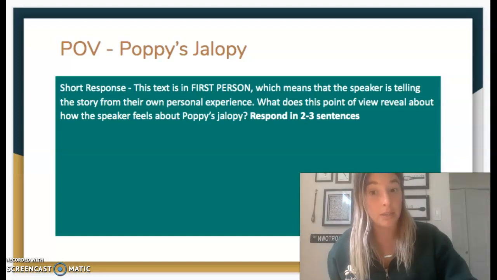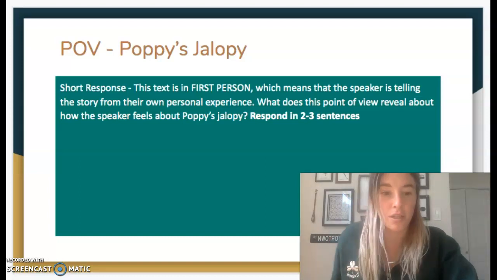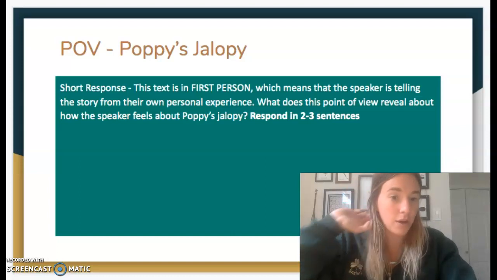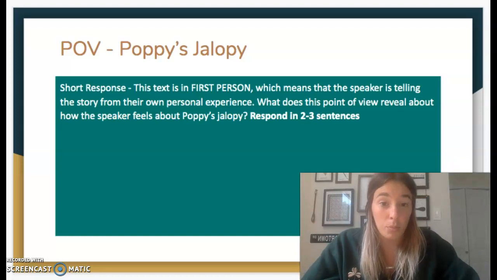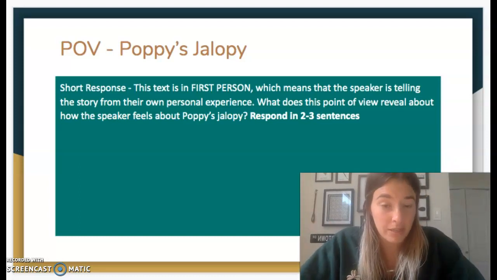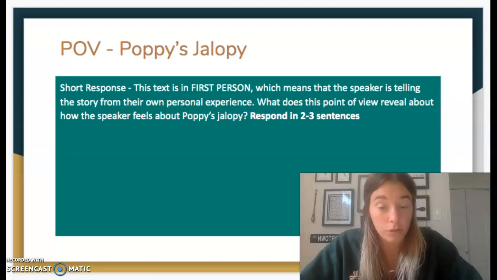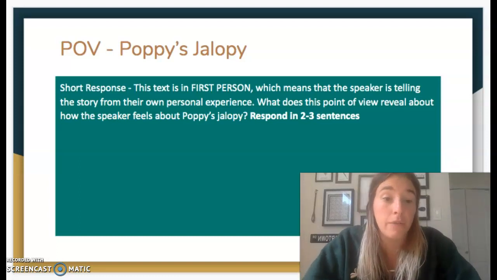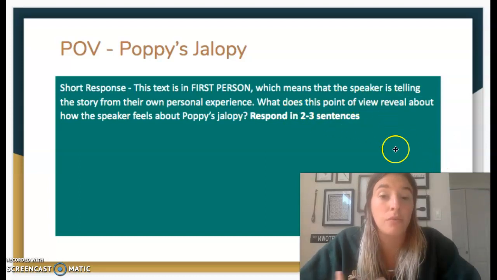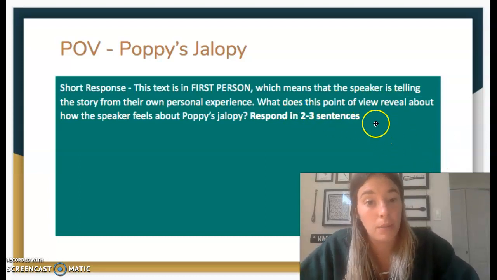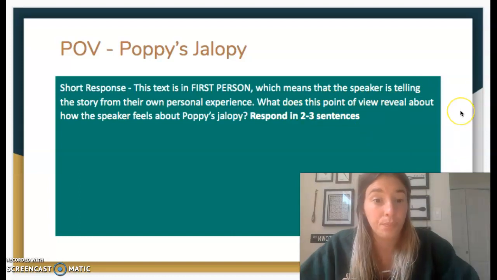So again, this text is in first person. If you have listened to this before starting your work, I just kind of answered one of the questions for you, but that's okay. You're going to now tell me what the impact of first person perspective is. So you're getting personal experience from the actual person involved in the situation, and you are going to tell me how it reveals how the speaker feels about Poppy's Jalopy.